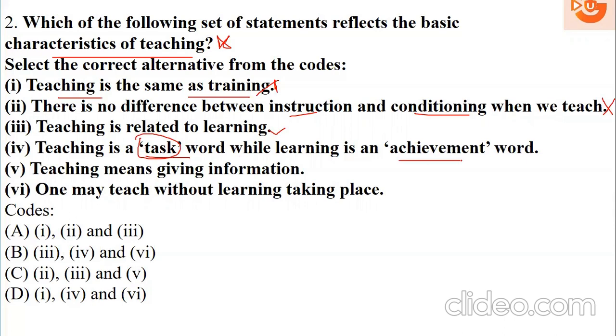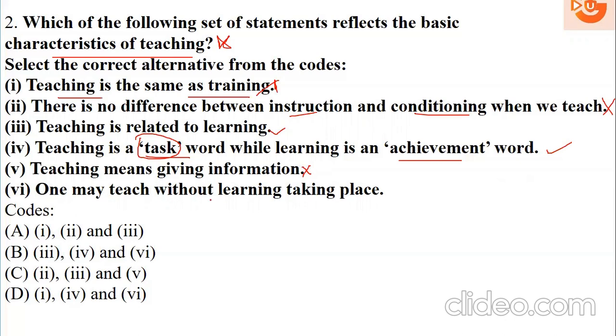While learning is an achievement, हम जो पढ़ाते हैं उसमें से जो achievement product होता है, that is called as learning. Yes, this is related. Okay. Teaching means giving information. It's not only giving information. और बहुत सारे parallel activities होते रहते हैं. So this can't be the only option. So this is also striked out.